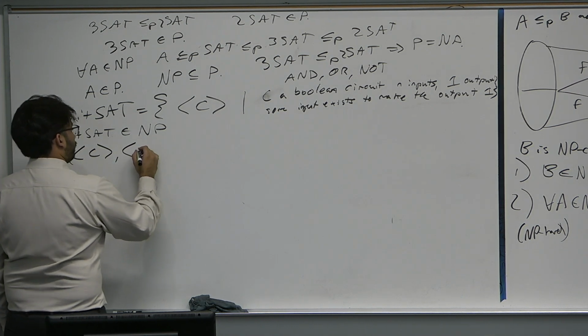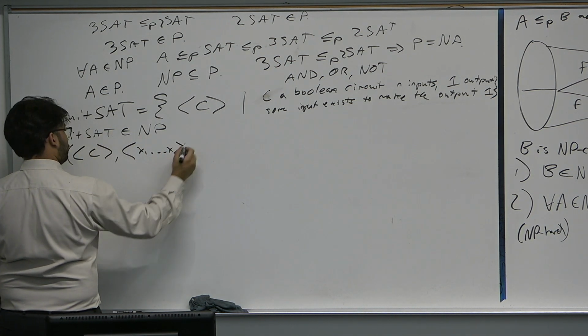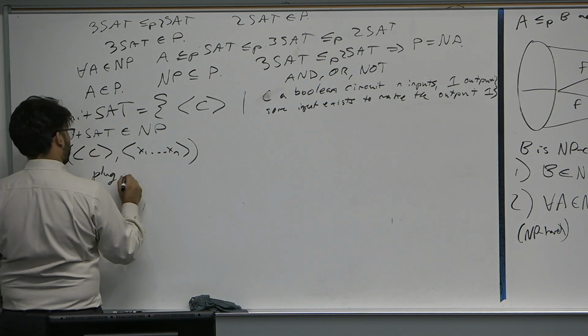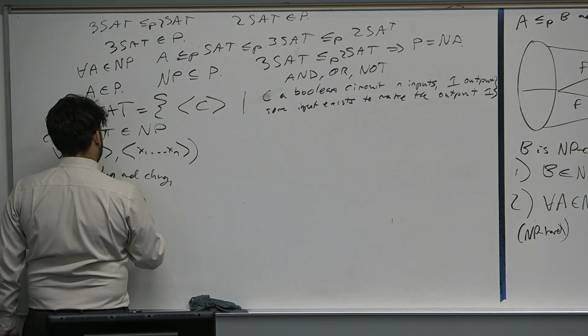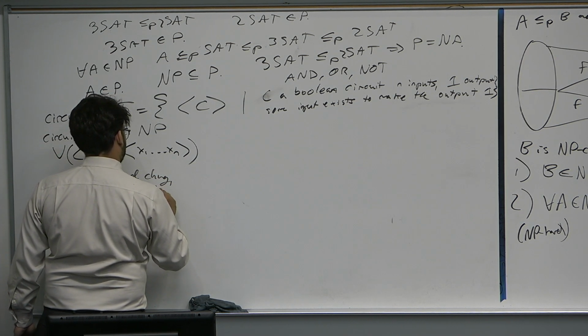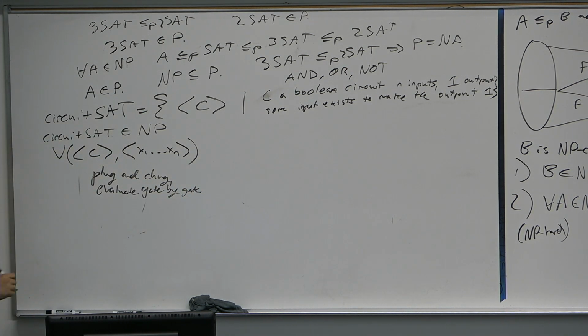So what should we call them? Let's call them x1 to xn, maybe? And then we just plug and chug. Evaluate gate by gate. You can determine whether the output bit is a 1, right? How long does this take? Probably linear time in the size of the circuit. You just repeatedly apply the gates. There's actually a lot of data structure efficiency stuff you can do here.